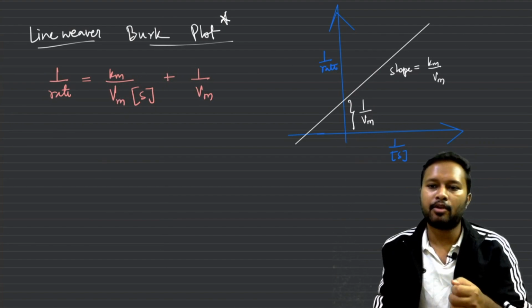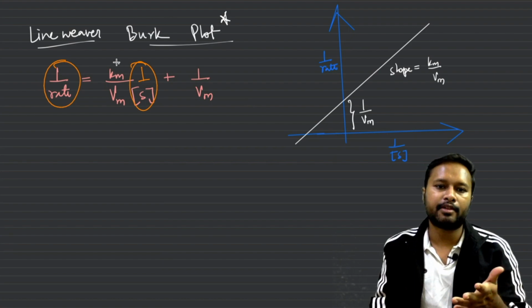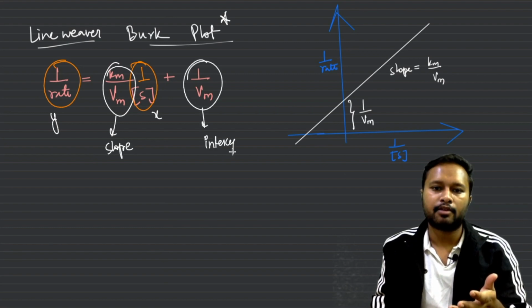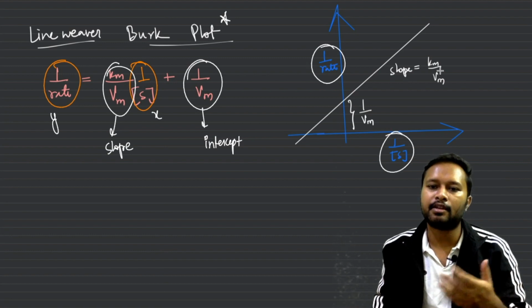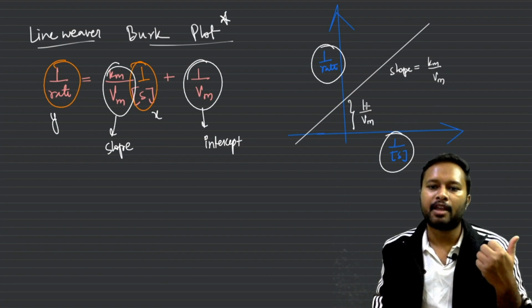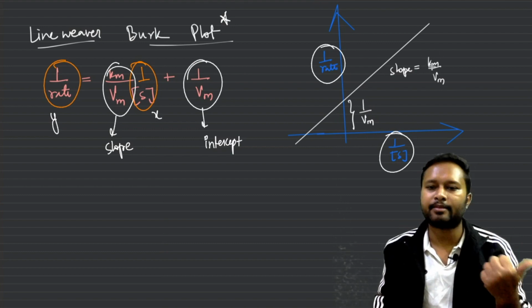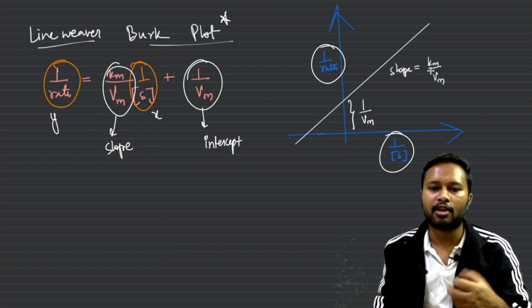Now if you plot 1 upon rate versus 1 upon substrate concentration, this is on the y-axis, this is on the x-axis, so this is what you get as slope and this is what you get as intercept. So just put it over here. You have plotted 1 by rate versus 1 by substrate concentration, slope is Km upon Vm and your intercept is 1 upon Vm. Now you know what the terms are, right? Km is your Michaelis Menten constant, Vm is the maximum rate of the reaction.